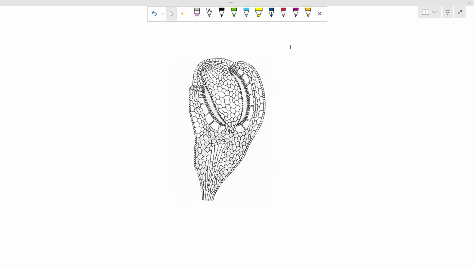So in this video, we are going to study the detailed structure of the capsule of Funaria, member of the Bryophyte moss. So see here, this is a capsule of the Funaria which is having three parts. This part is known as apophysis. This is known as theca, and the upper part is known as operculum. So first of all, the capsule of Funaria is having three parts: apophysis, theca, and operculum.